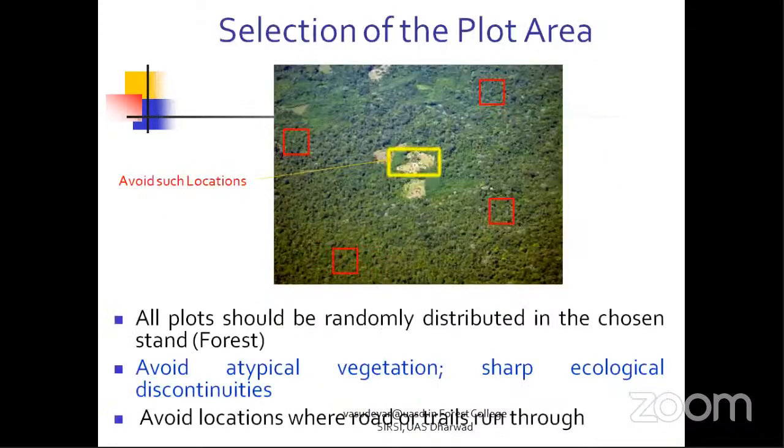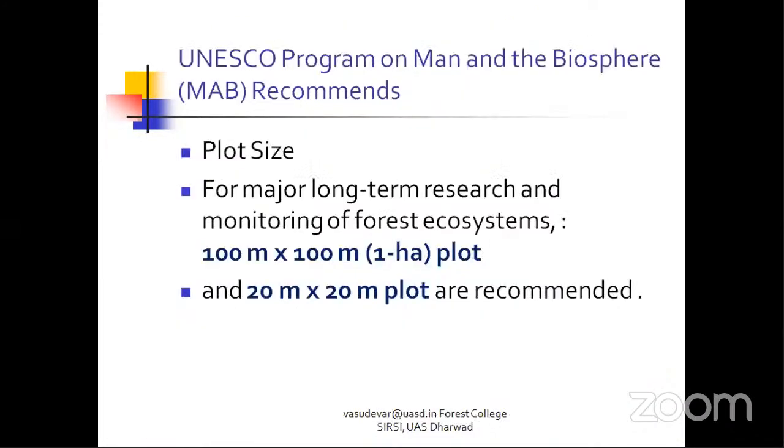Okay. Now, some tips like this. Do not select areas like this. Avoid locations which have a certain amount of disturbance because it may not be important. But suppose your project is to look at the disturbance itself, then we should be able to consider this. So all plots should be randomly distributed in a chosen land. Avoid atypical vegetation, sharp ecological discontinuities. Avoid locations where roads or rails run through, etc.